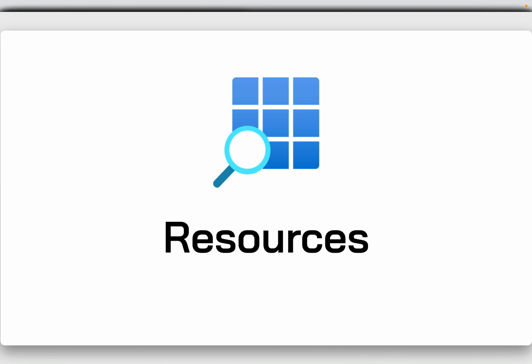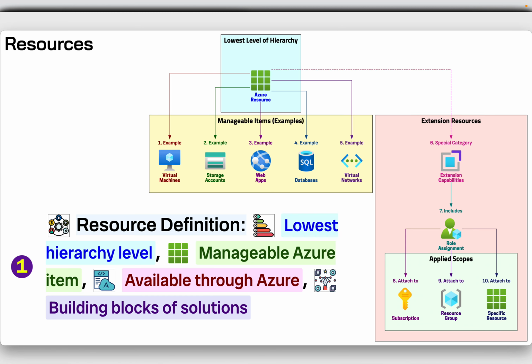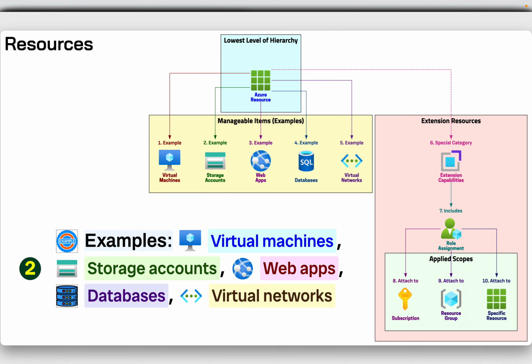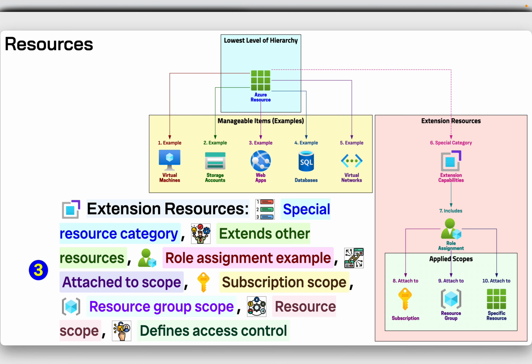Next topic is resources. So the resource is the lowest level of the hierarchy. It's a manageable item available through Azure. Some examples are virtual machines, storage accounts, web apps, databases, and virtual networks. There is also a special category of resources that extend the capabilities of other resources. For example, a role assignment is an extension resource attached to a scope. So it could be either a subscription, resource group, or resource to define access. So these are extension resources.